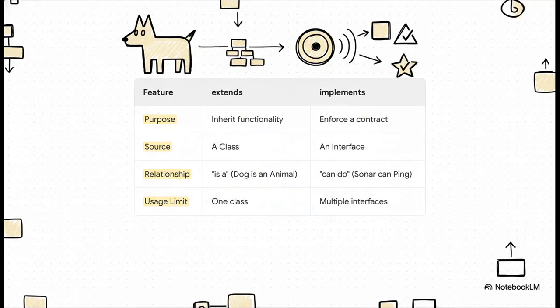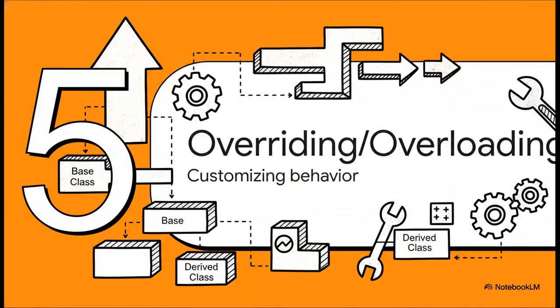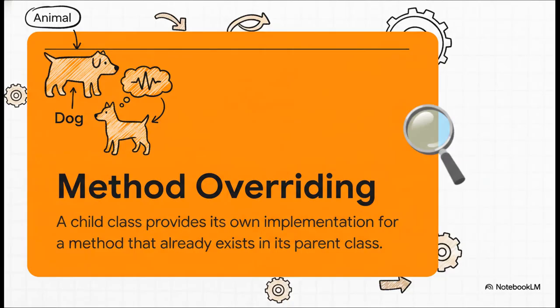And remember, you can only inherit from one parent class, but you can promise to fulfill multiple contracts. Now, when you inherit from a class using extends, you're not just stuck with its exact behavior. You actually have ways to customize it, and two of the most common ways are overriding and overloading. Overriding is pretty straightforward. It's when a child class redefines a method that it got from its parent. So, for example, the parent animal class might have a greet method, but the dog class that extends it can override that greet method to say woof instead. Same name, same parameters, just a new, more specific behavior.